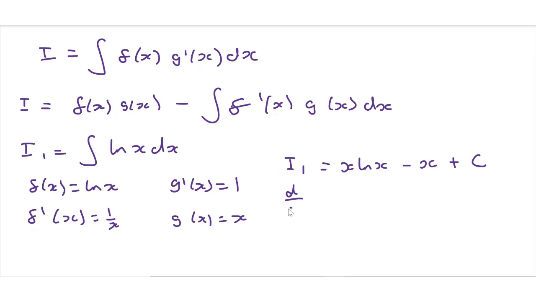So if we take the derivative of I1 with respect to x, we use the product rule, so we get 1 times ln x. Now we add on, we leave x and differentiate ln x, so we get plus x over x, so that's just 1. This minus x differentiates to minus 1. The c disappears, these cancel each other out. We get ln x, there you go, beautiful.